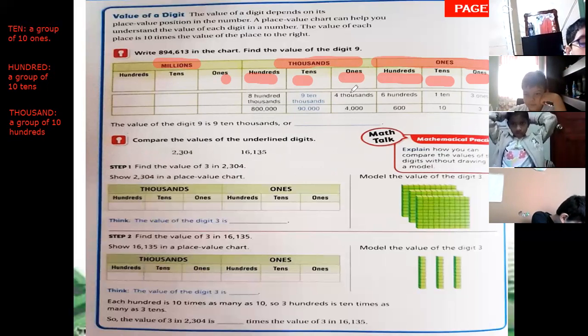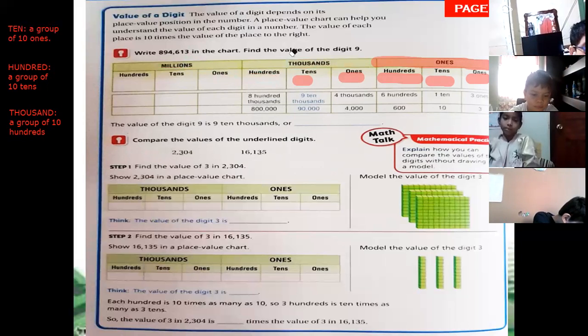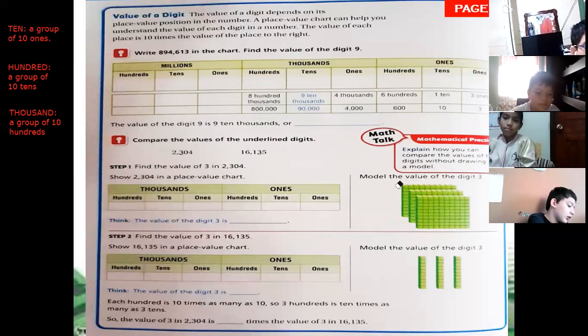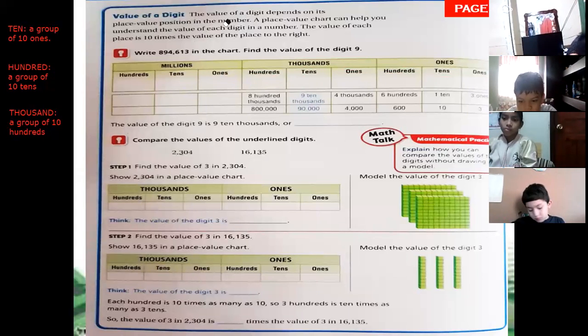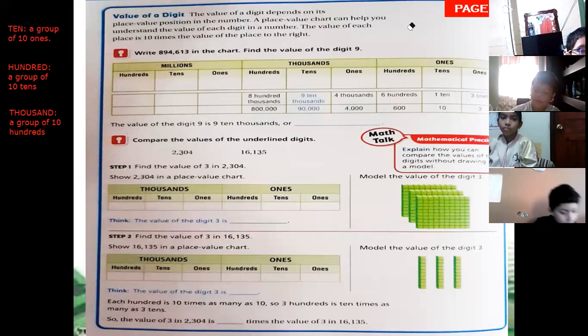Now, to know the value of a digit is very easy. We just write it down in the place value chart. According to its position belongs the value of that digit. Let's read here. The value of a digit depends on its place value position in the number. A place value chart can help you understand the value of each digit in a number.